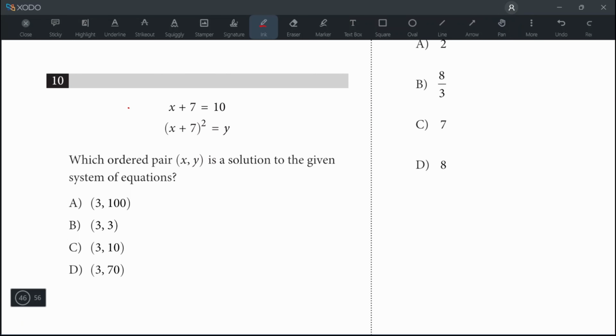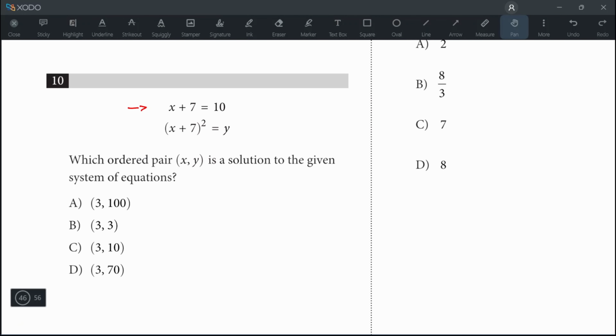You should notice that if you multiply the first equation in the system by itself, you will get the second equation in the system. X plus 7 to the power of 2 is the same as the one here, and 10 to the power of 2 is equal to y. So 10 to the power of 2 is equal to y.